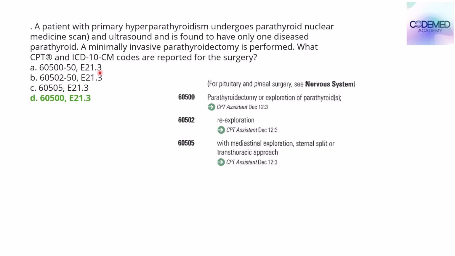We will not put the modifier 50 here because it is one diseased parathyroid, so that has been removed from one side, and there is no need to put the modifier 50 here.